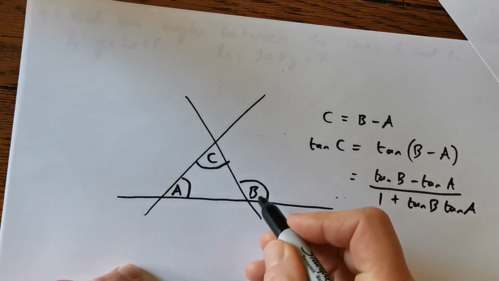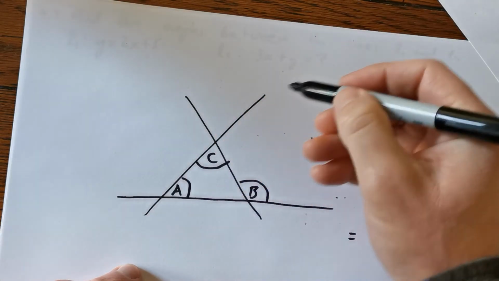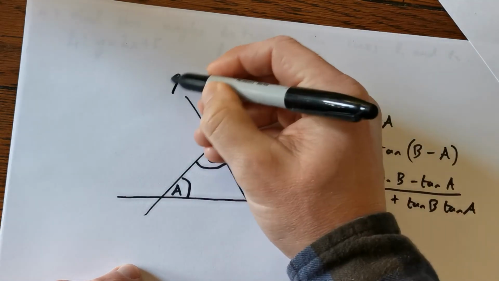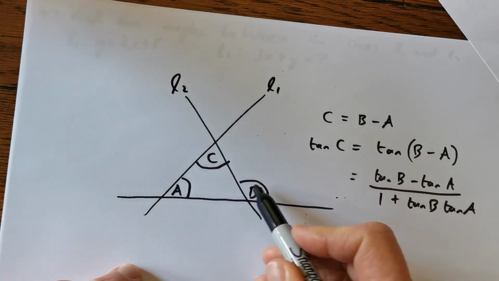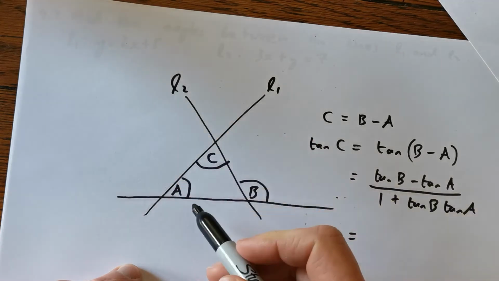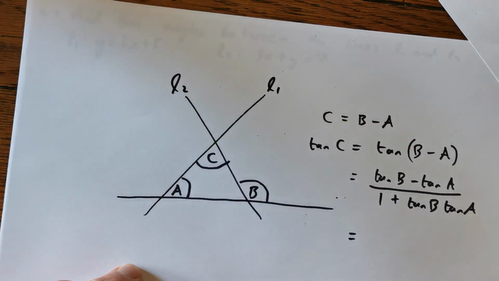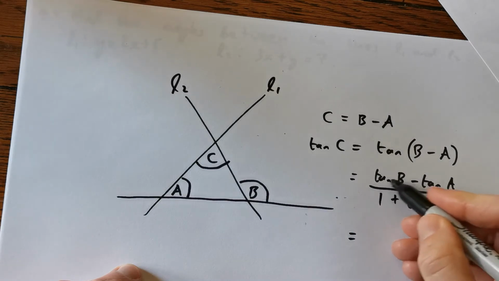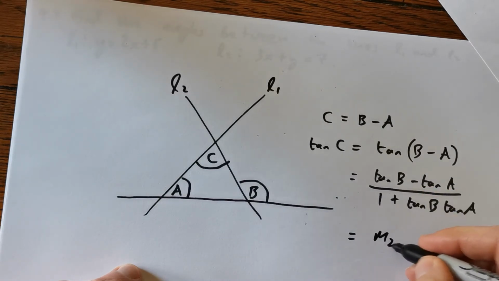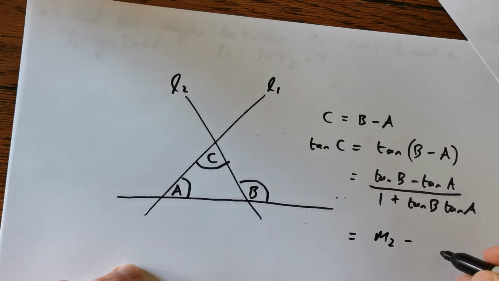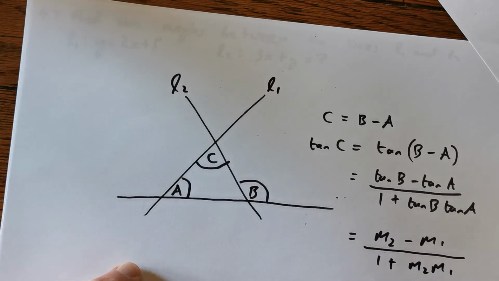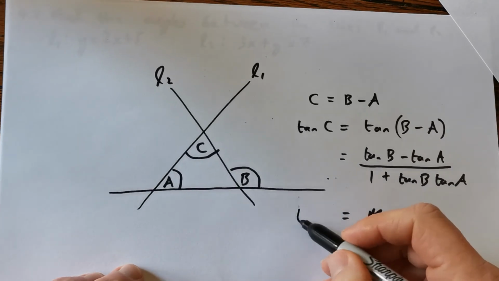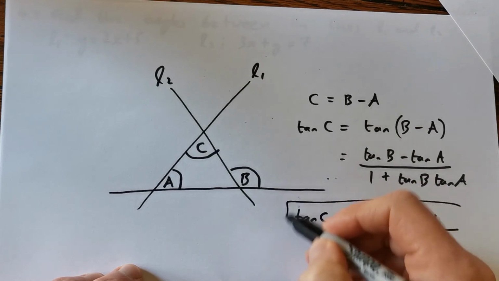Okay, and if this first line, we'll call this L1 and we'll call this L2. It doesn't really matter how I name them, but tan of B will give me the slope of L2. Tan of A will give me the slope of L1. And so tan of B will be the slope of the second line, tan of A will be the slope of the first line, all over 1 plus M2 times M1. Okay, and that's a formula for finding the angle between two lines.